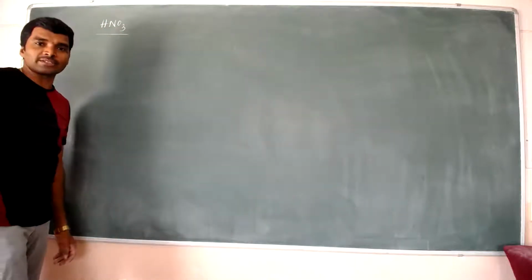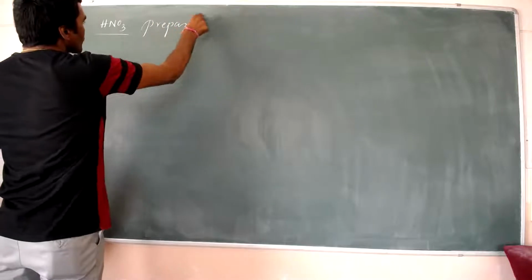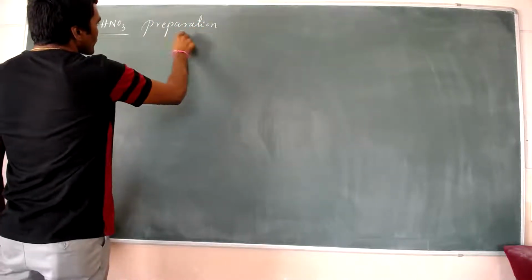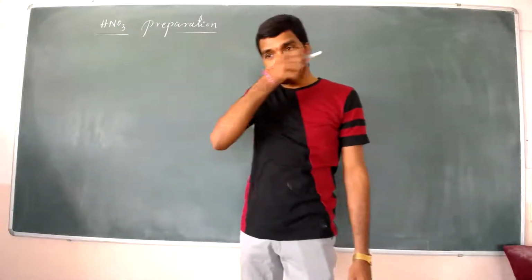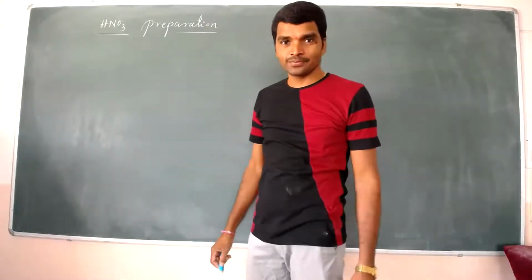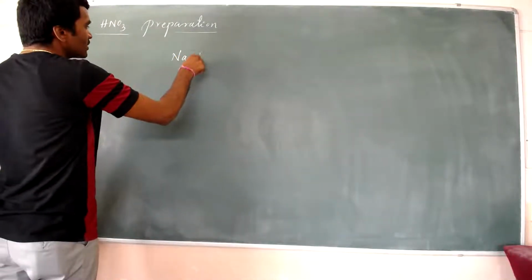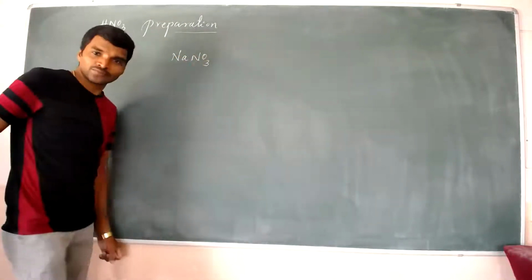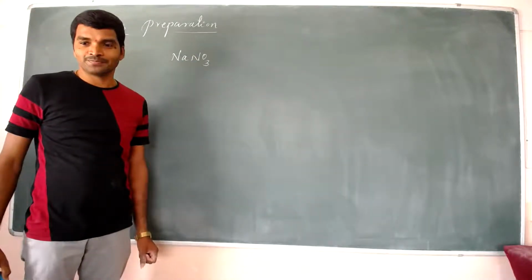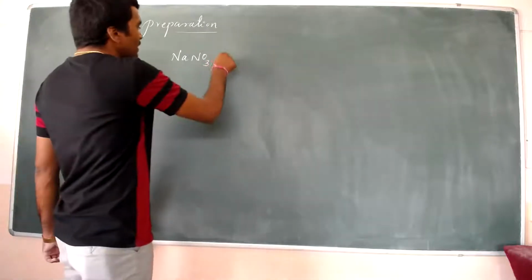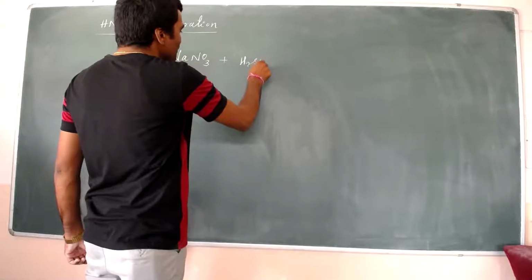Preparation of nitric acid. Nitric acid we can prepare by the laboratory method. In the laboratory method, sodium nitrate, NaNO3. Do you know the name of this compound? This is Chile saltpeter. This Chile saltpeter reacts with sulfuric acid.